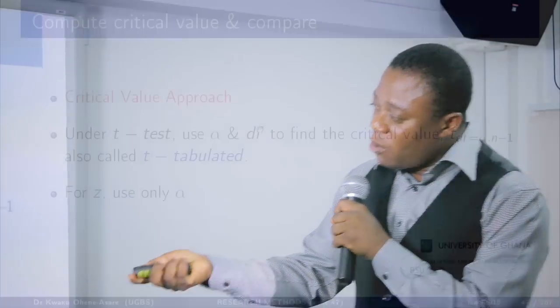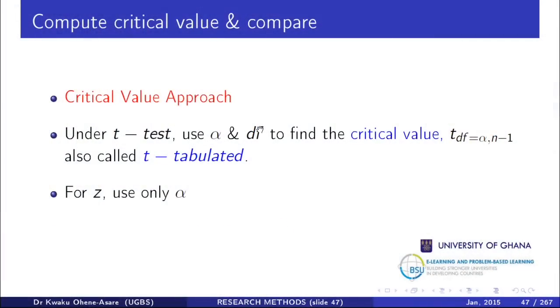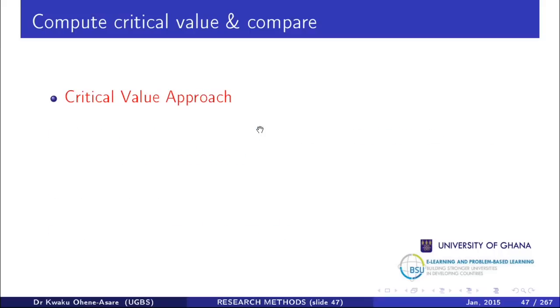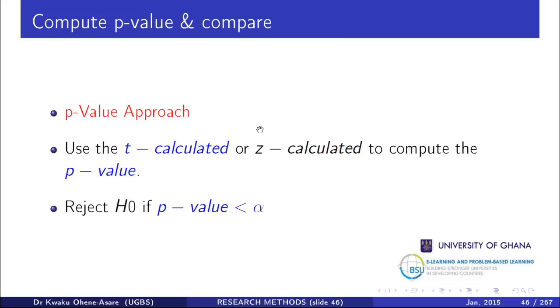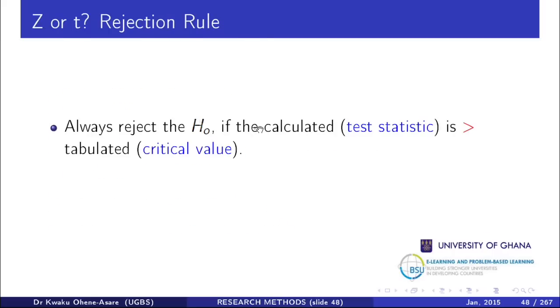Before then, let's conclude. When do you reject the null hypothesis? Only when the calculated is greater than the tabulated. It's the same as when the p-value is less than alpha. Let me go back quickly. When the p-value is less than alpha, you reject what? The null. Which is the same as when the calculated is greater than the tabulated. Again, you reject the null. So both approaches we are going to use. Are you ready?